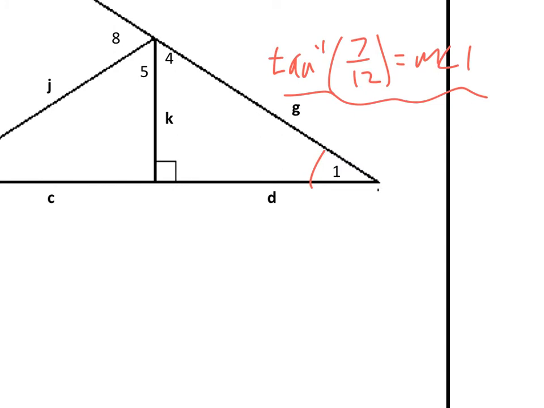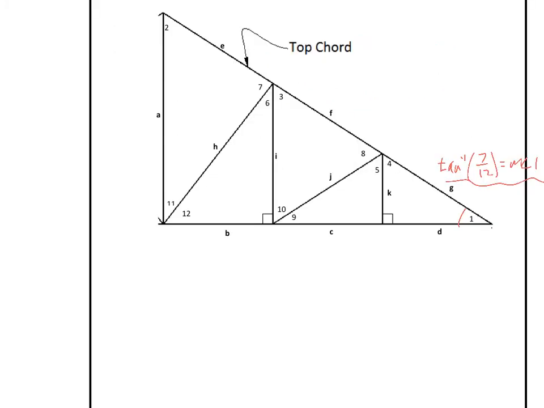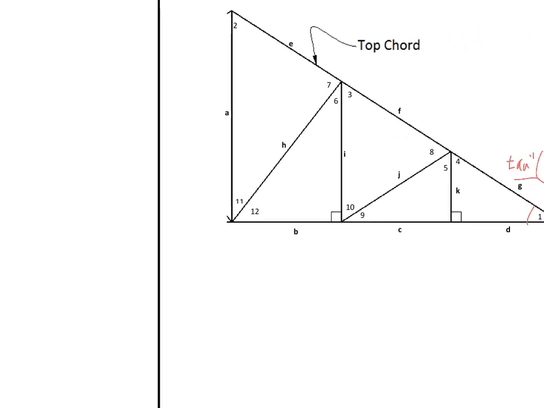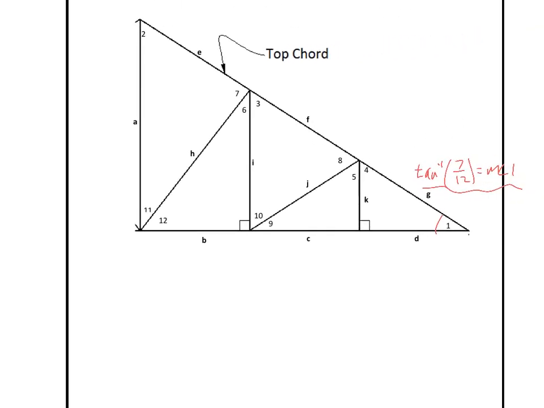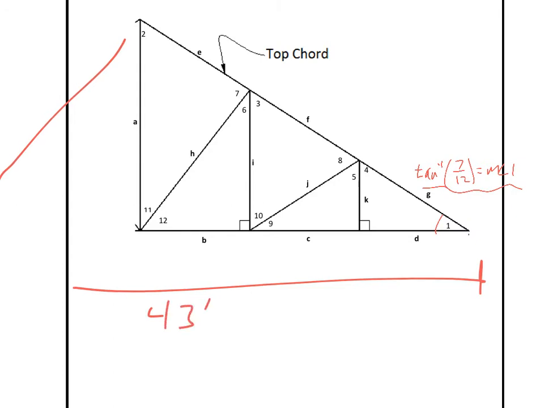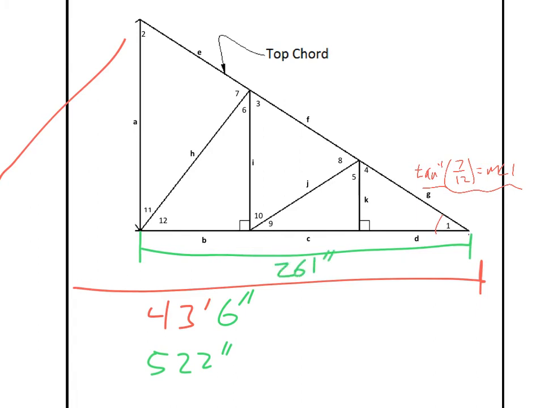Now, let's look at lengths here. If you look at the whole design on the front side, you'll find that the whole length of the truss is 43 feet and 6 inches. That comes out to be 522 inches. Now, this is an isosceles triangle, so cut that in half, and this is 261 inches. That's enough to figure out A, B, C, and D because they're split into thirds.